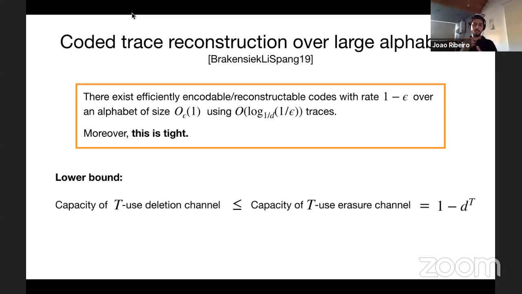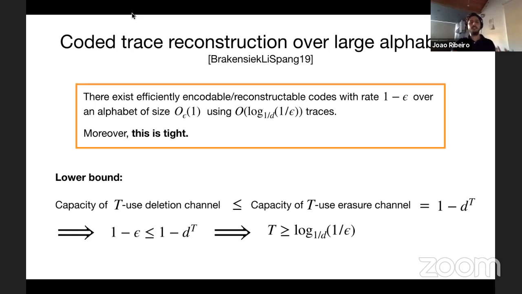Because if you want to show that any code of rate 1 minus epsilon requires log 1 over epsilon traces, you can just use the obvious fact that the T-use deletion channel is worse than the T-use erasure channel. And the capacity of the T-use erasure channel is very simple to compute, because this channel is really equivalent to an erasure channel with erasure probability d to the t, where t is the number of uses, or equivalently the number of traces. So after you do this, you can just plug in the rate of the code. You get this inequality. If you rearrange it, you get the lower bound on the number of traces.